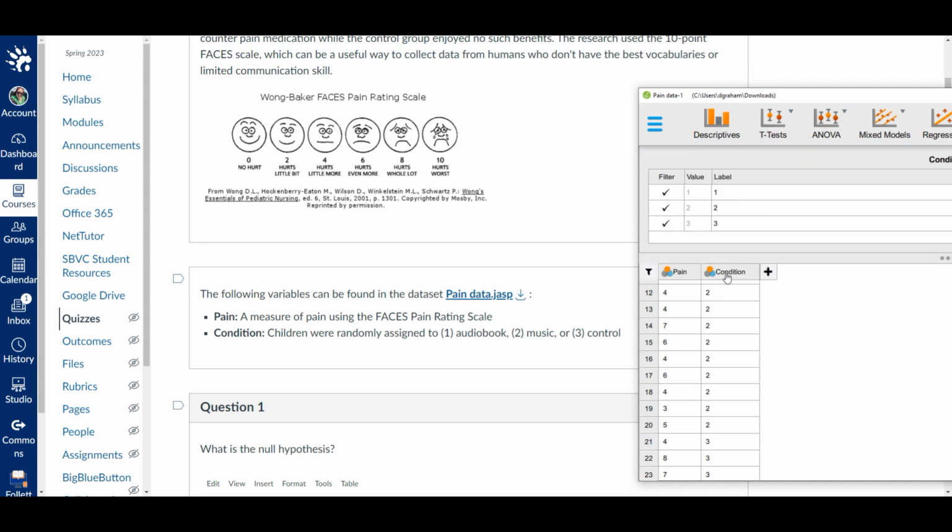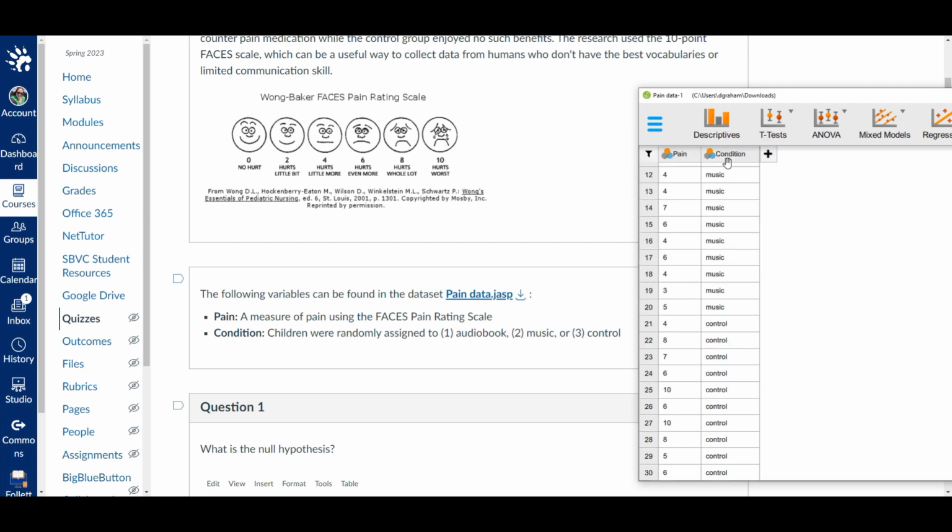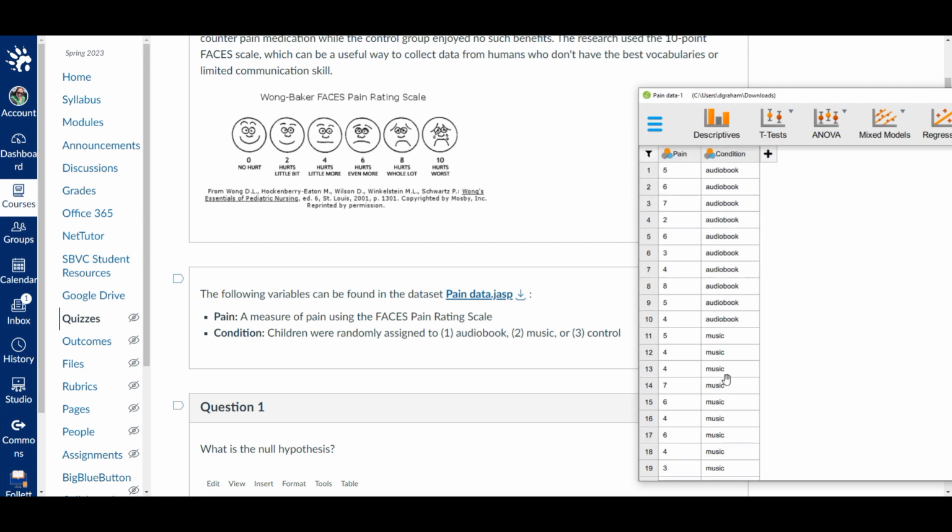So I'm going to go ahead and open this by clicking on condition, just so I can add these labels in here to make it easier. Two is music and 3 is control. So now I can see that I have these groups. And here, since this is on a scale from 0 to 10, it really should be in here as scale. So we have pain as scale and which condition they were in.